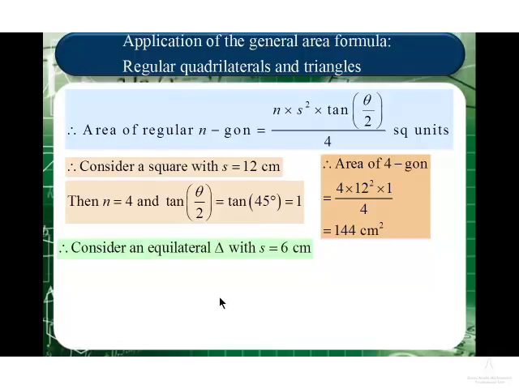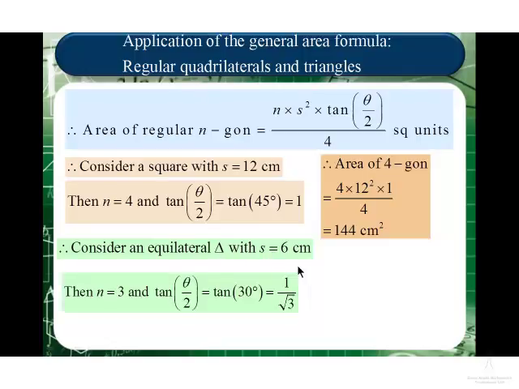Let's also apply it to the case where we have an equilateral triangle. Note that the equilateral triangle is also a polygon of order 3. 3 side lengths of equal length makes an equilateral triangle. And let's say the side length S is equal to 6 centimeters. Applying our formula, we know that n is equal to 3, and tan of theta over 2, what will be the interior angle of an equilateral triangle?